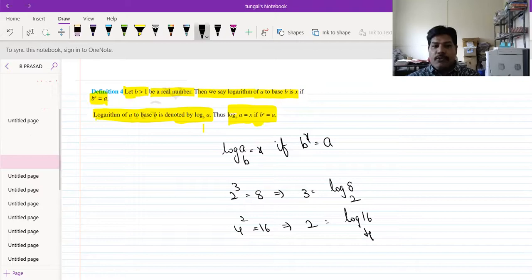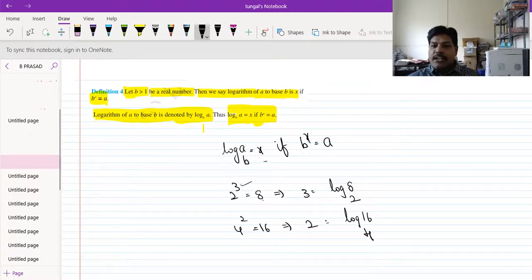Log 16 base 4. So if a power x is equal to b, that is, b power x is equal to a, then we can write it as log a base b is equal to x. For example, take 2 cube is equal to 8. It is in the form of b power x is equal to 8, and the x value is 3. So 3 is equal to log a base b, which is nothing but log 8 base 2.